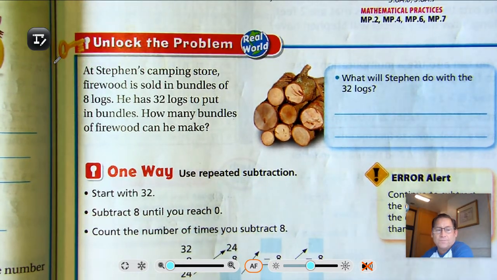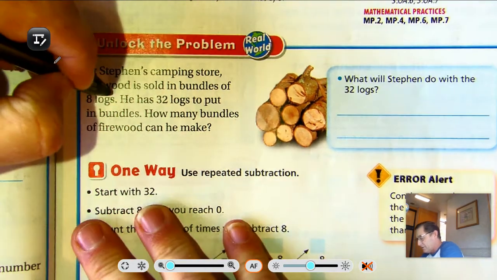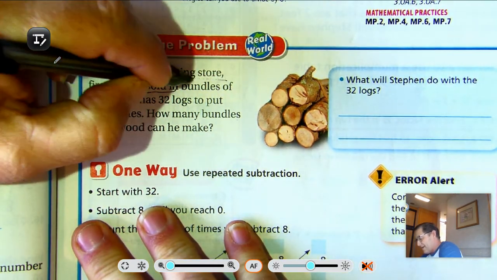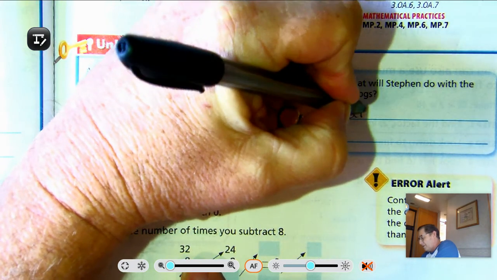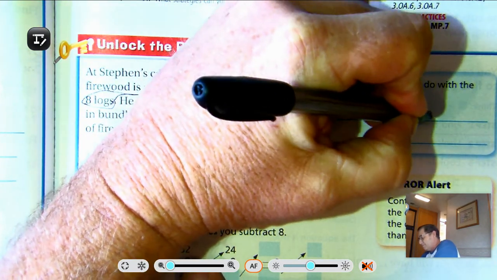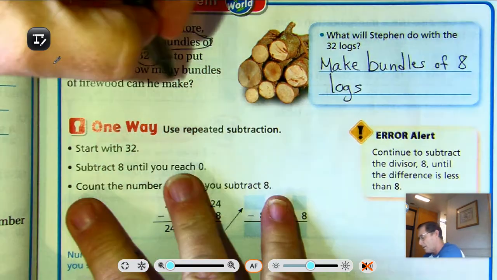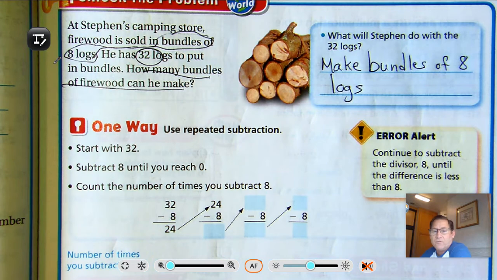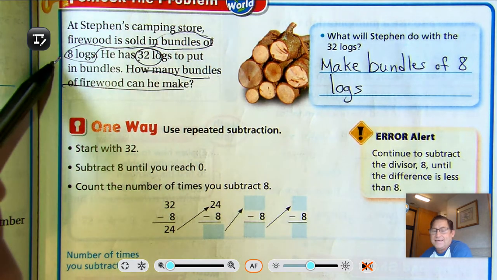At Stephen's camping store, firewood is sold in bundles of 8 logs. He has 32 logs to put in bundles. How many bundles of firewood can he make? The little clue box tells us, what will Stephen do with the 32 logs? Well, it says he's going to put them in bundles of 8 logs. So how many bundles of firewood can he make? We have 32 logs that we need to share into groups of 8.